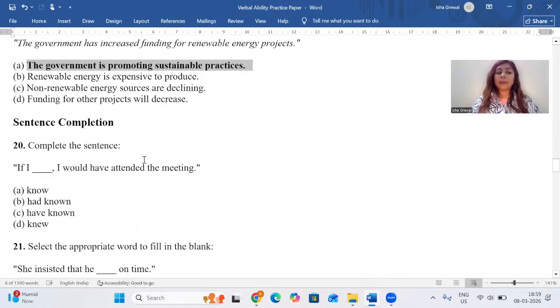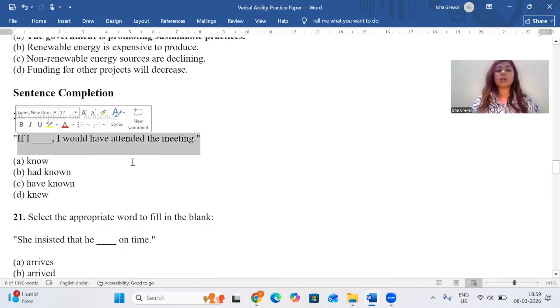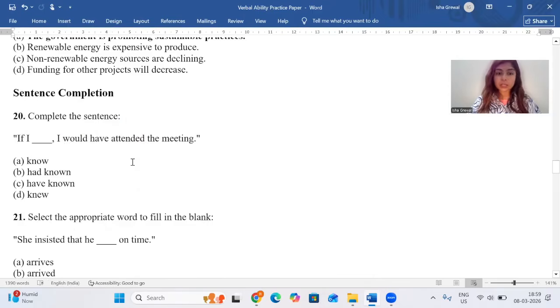Sentence number 20, question number 20. Complete the sentence: "So if I would have attended the meeting." The sentence is from conditionals. I think it's the third conditional statement. अगर ऐसा हुआ होता तो मैंने ऐसा किया होता. So always remember would have attended.